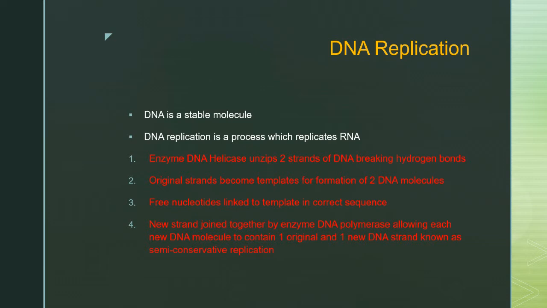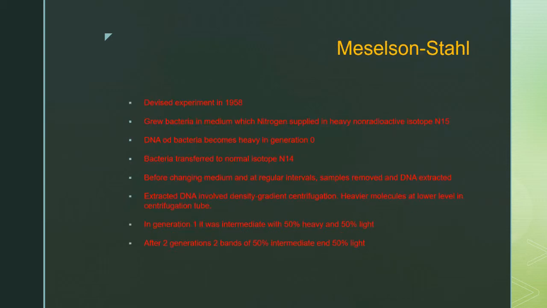Basically you'll have the original strand that has been separated by DNA helicase, then new nucleotides will attach to that, forming a new DNA strand, and together they will be joined together by DNA polymerase, and then you'll have two sets of these, known as semi-conservative replication.